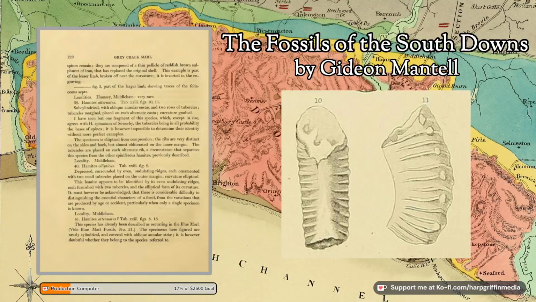The specimen is elliptical from compression. The ribs are very distinct on the sides and back, but almost obliterated on the inner margin. The tubercles are placed on each alternate rib, a circumstance that separates this species from the other spiniferous hamites previously described. Locality: Middleham.